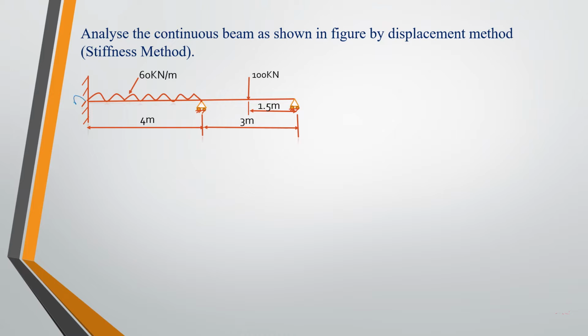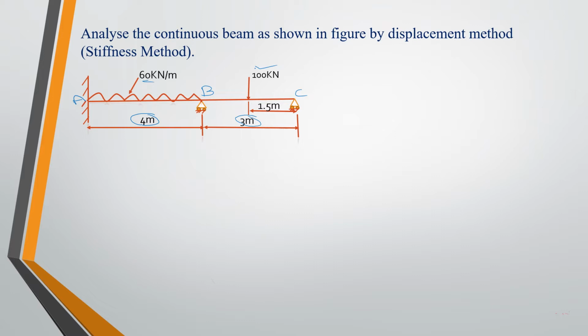In this, one support is a fixed support and the other supports are roller supports. From fixed support A to support B, the length is 4 meters. On AB the load is a uniformly distributed load of 60 kilonewton per meter. Coming to BC, the length of BC is 3 meters, and a point load of 100 kilonewtons is acting at a distance of 1.5 meters from C, which means the point load is acting at the center of BC.